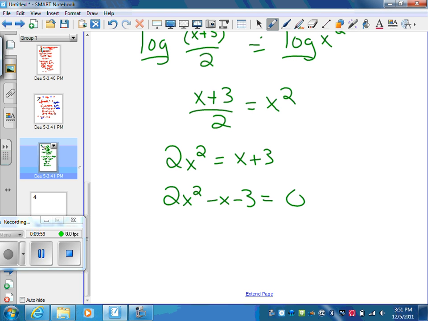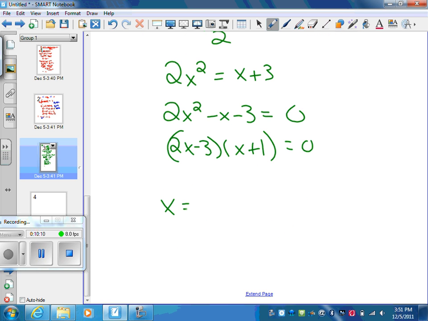I'm going to try and factor this. I'm going to get 2x minus 3 times x plus 1. I have that x equals 3 halves and x equals negative 1. This one's going to work. This one we're going to reject.